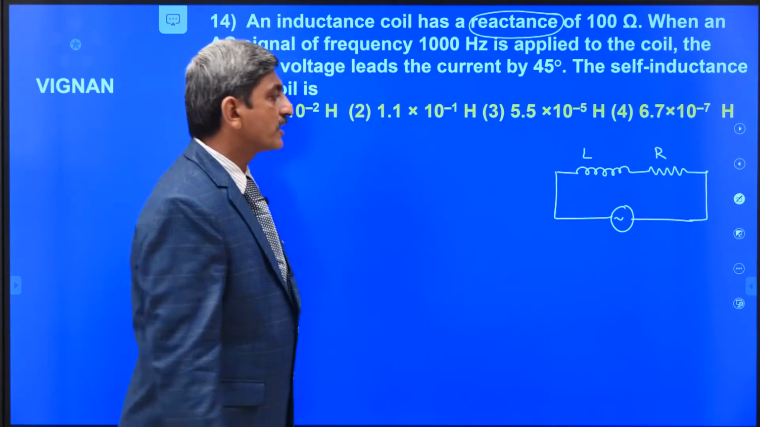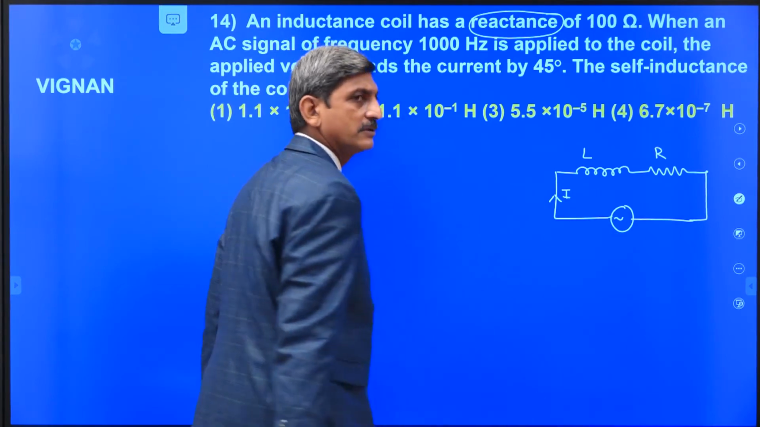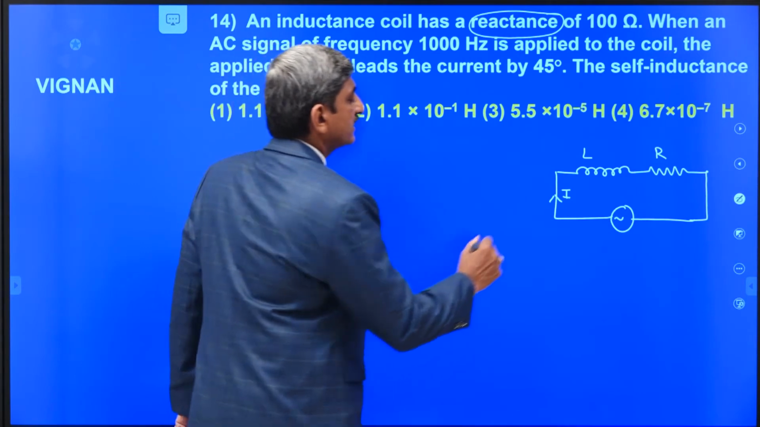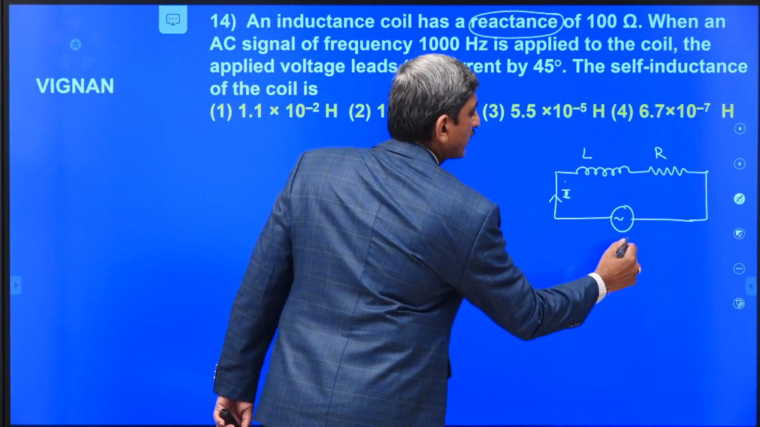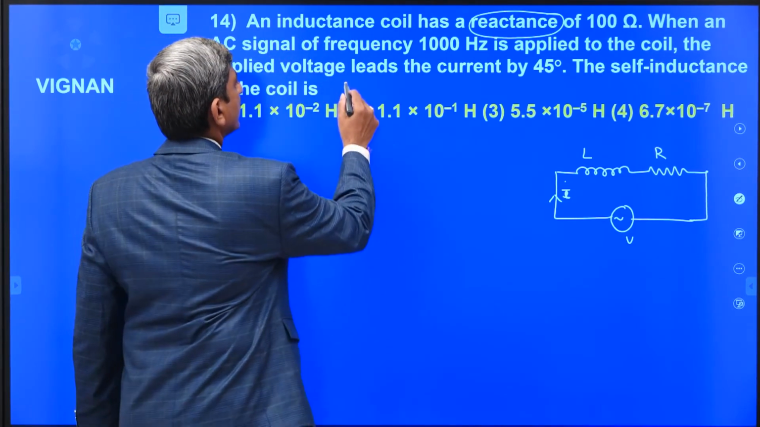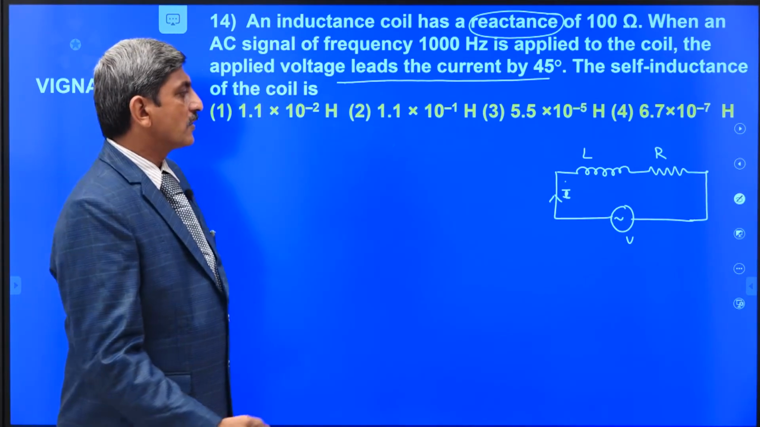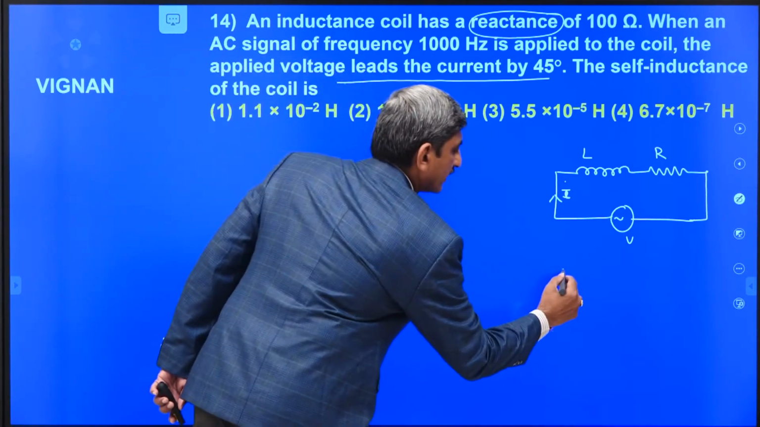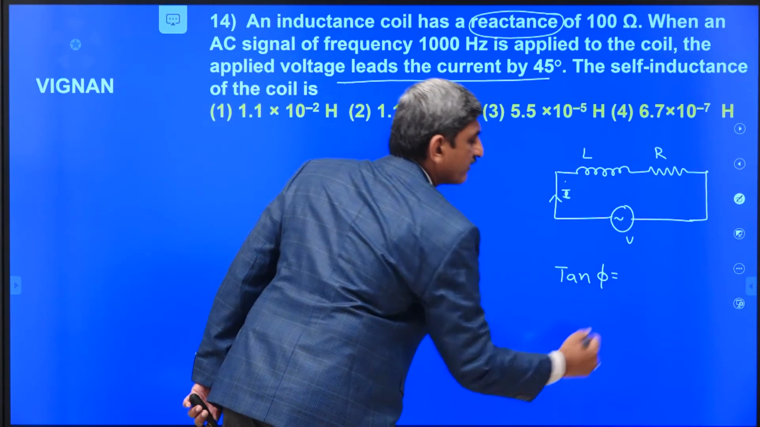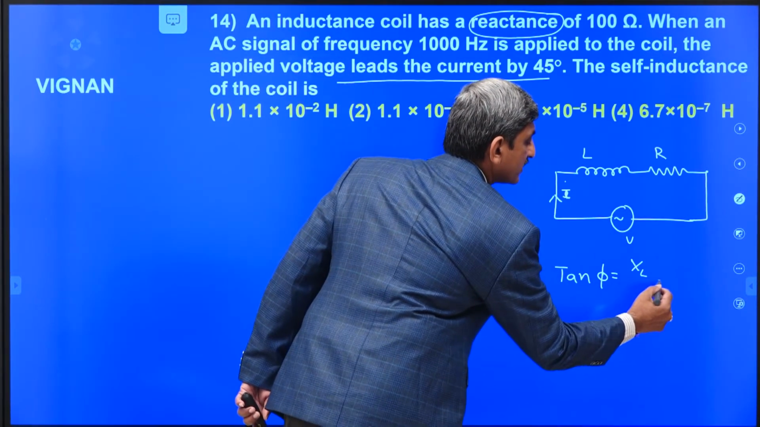Whenever the alternating voltage source is connected, current is passing through the circuit. In this problem, it is given that the current passing through the circuit and the applied voltage are out of phase. It is given that the applied voltage leads the current by 45 degrees. So already we know that the tan of the phase difference between the voltage and the current is given by the reactance divided by the resistance of the circuit.